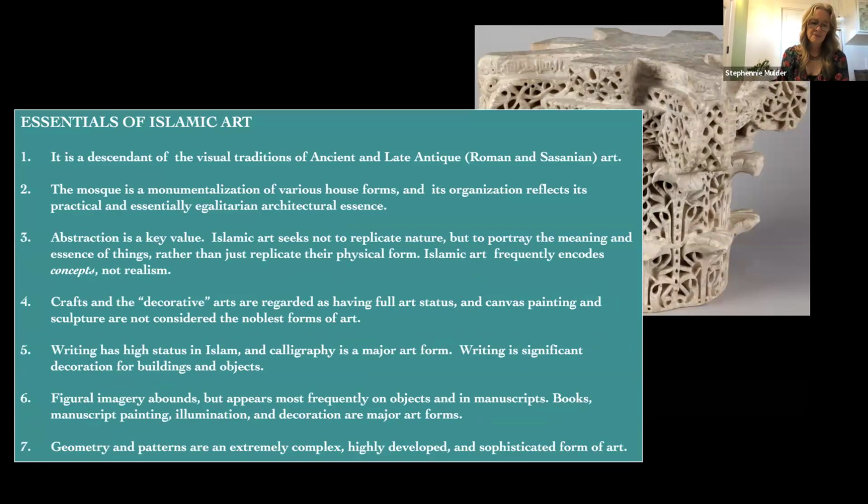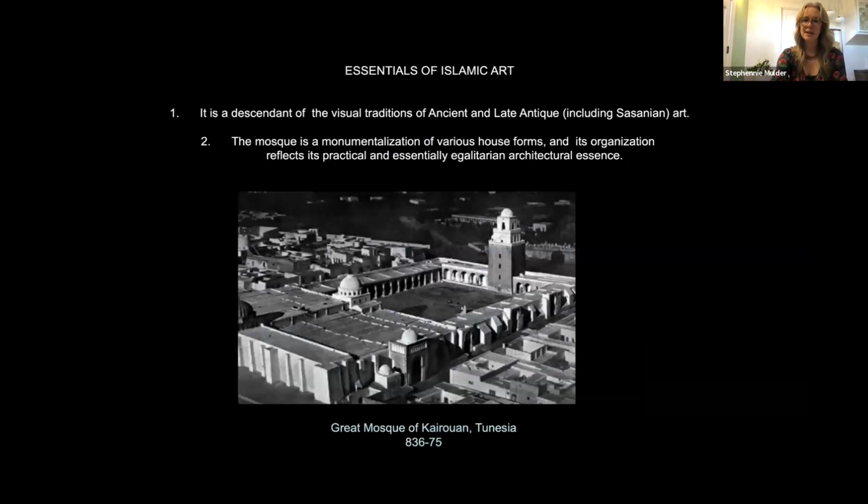First, it's a descendant of the visual traditions of ancient and late antique Roman and Sasanian art. So let's just take a little look at what this looks like. We can think, for example, about the Dome of the Rock and the way in which the Dome of the Rock was built out of these prior traditions of Roman funerary culture and commemorative culture. Yet Islamic art takes the Dome of the Rock and transforms it into something else entirely. But we also see that in the earliest mosque forms.